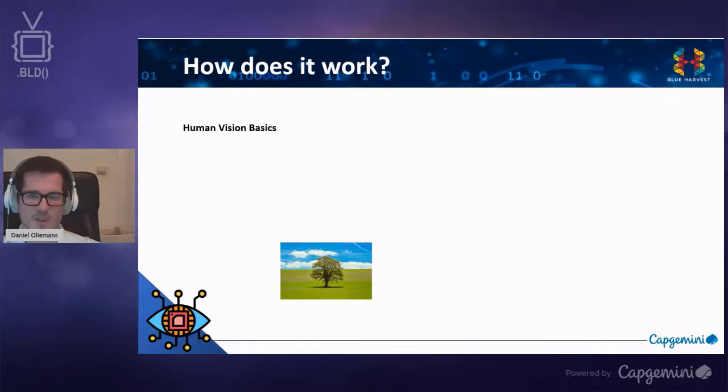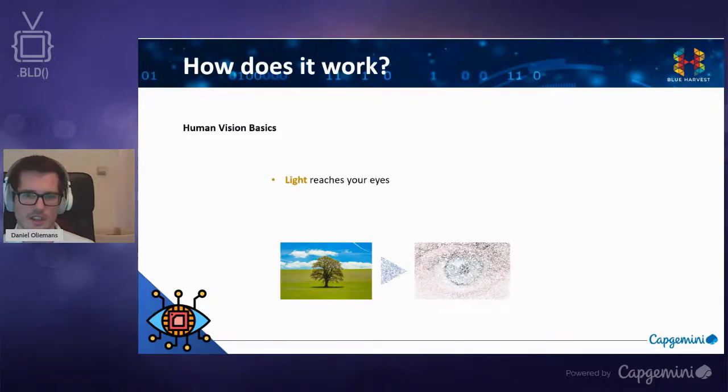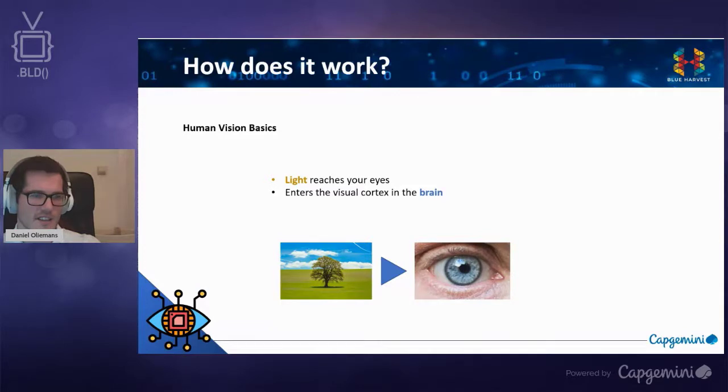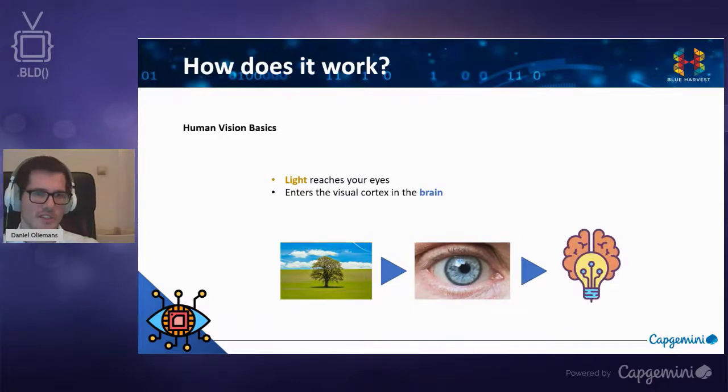Yes. All right, so what I want to do is start by looking at how human vision works first. If we start with a high-level description, the first thing that happens in human vision is that light reaches your eyes. Then this stimulus goes to the visual cortex in the brain. And then finally, our brains make sense of what we see. In this case, in the picture, we see a tree.